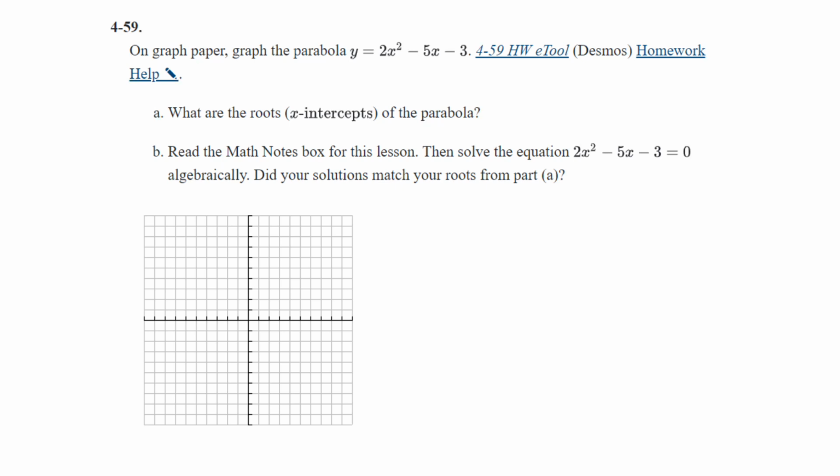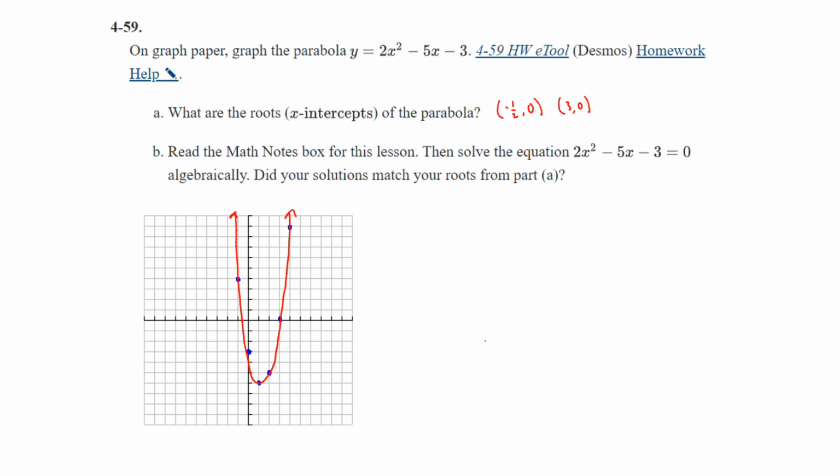What are the roots or the x-intercepts of the parabola? I'm just going to go ahead and graph this on the graphing calculator, look at the table, and get some points to accurately graph the parabola. When I plotted the points from the table on the graphing calculator, it appears that the roots, or x-intercepts, of the parabola are (-1/2, 0) and also (3, 0).